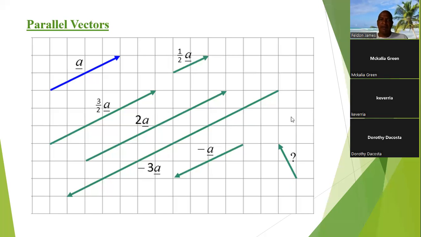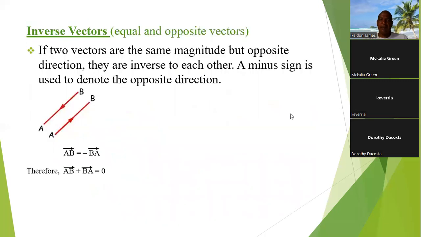So you get the whole idea of what parallel and antiparallel vectors are. All right, so inverse vectors. Now, we say equal and opposite vectors. If two vectors have the same magnitude but opposite direction, they are inverse to each other. A minus sign is used to denote the opposite direction.